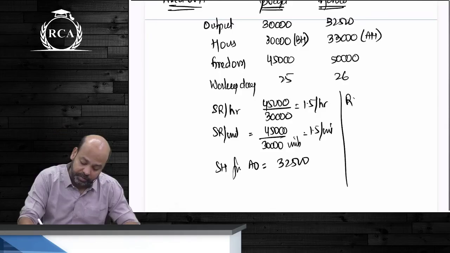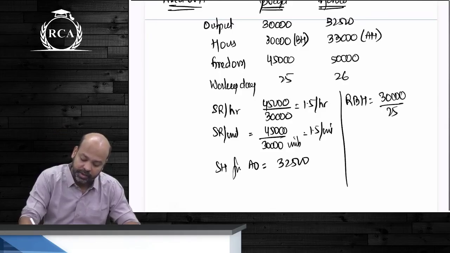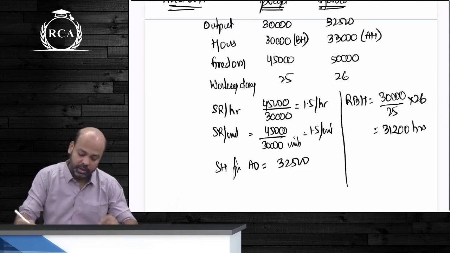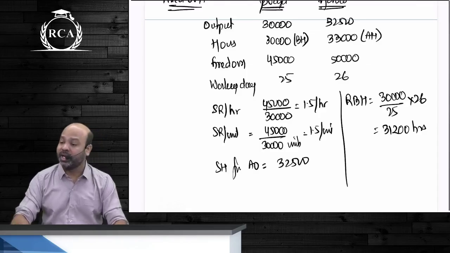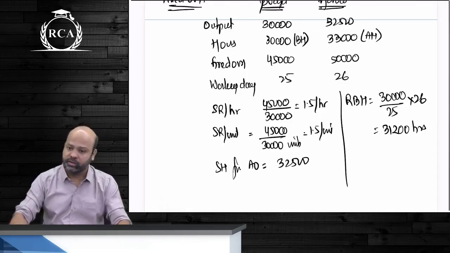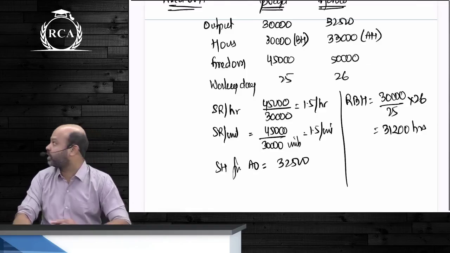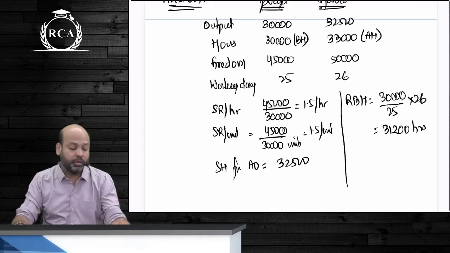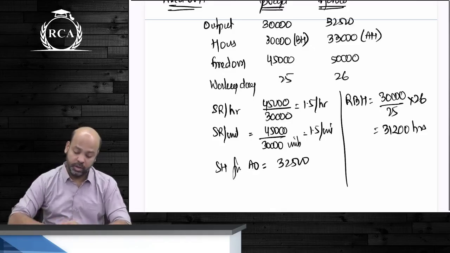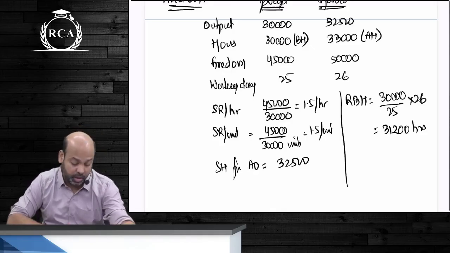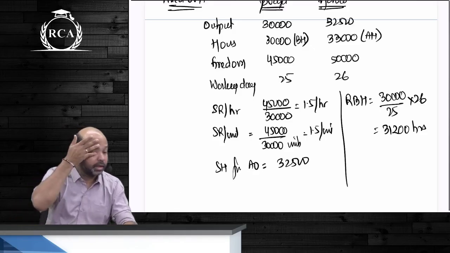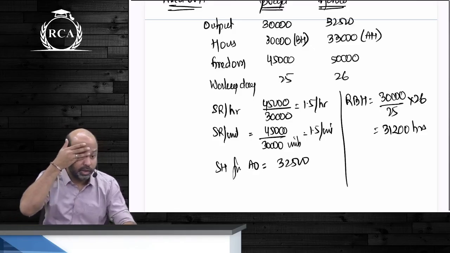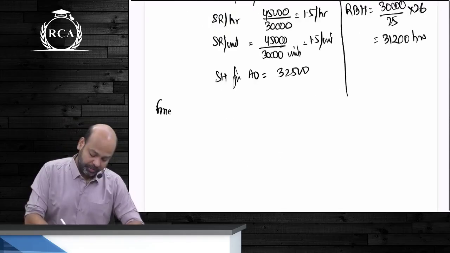Your revised budgeted hours, beta, would be, if you were supposed to work for 30,000 hours in 25 days, for 26 days it will be 31,200 hours. These are all the values that you will be needing, guys, in order to compute variances. Please check. Standard rate per hour 1.5. Standard rate per unit is also 1.5. Your revised budgeted hours are 31,200. Start with calendar, then move on to capacity variance, and then finally efficiency variance. If you're done, guys.